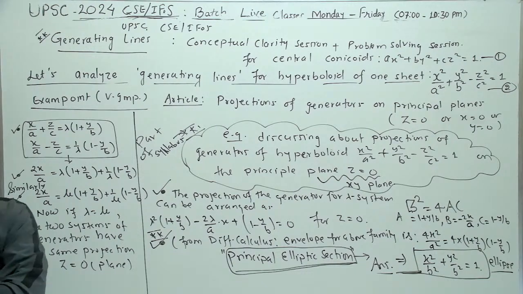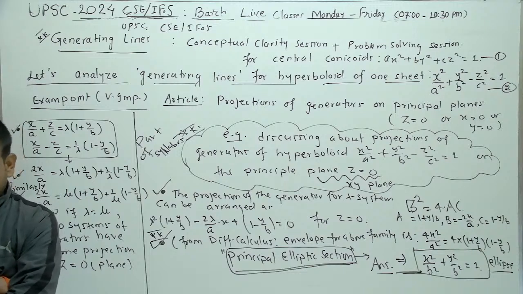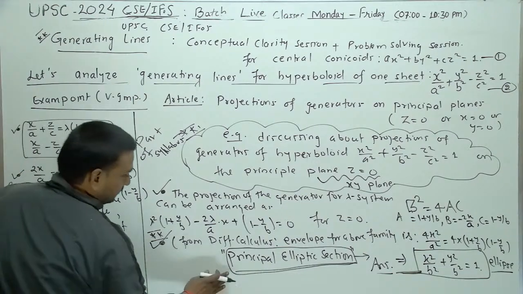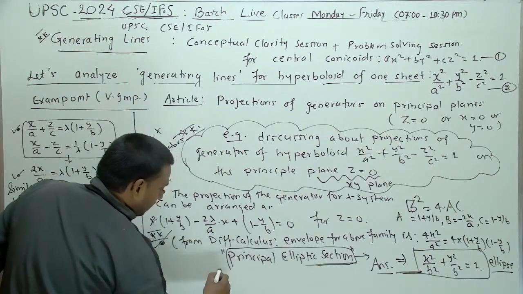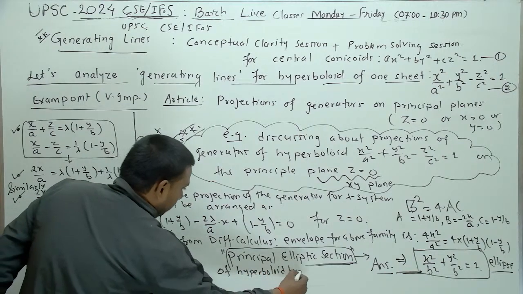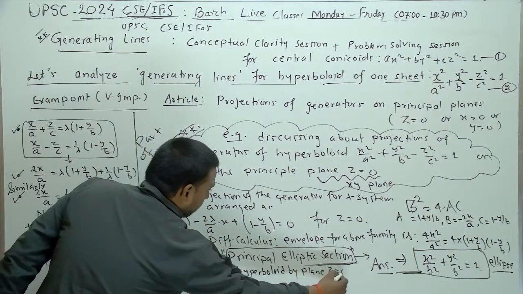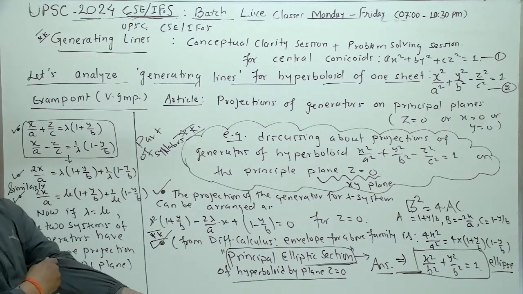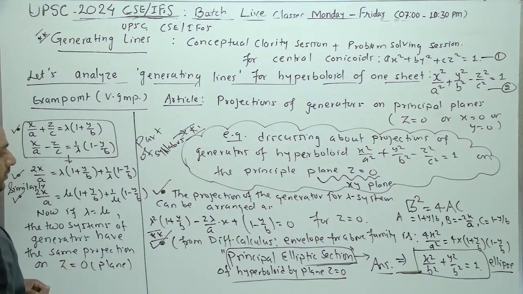Please note that down properly. The principal elliptic section of the hyperboloid of one sheet by the plane z equals 0, and that you got as an ellipse.